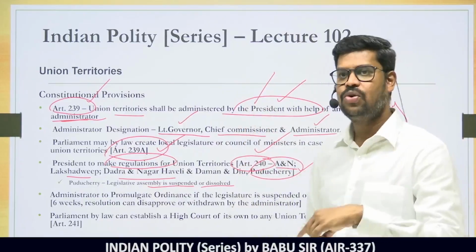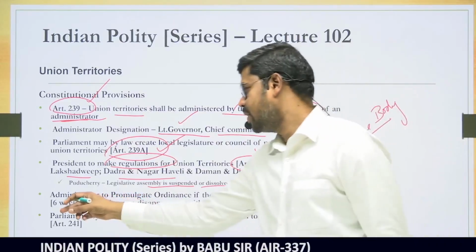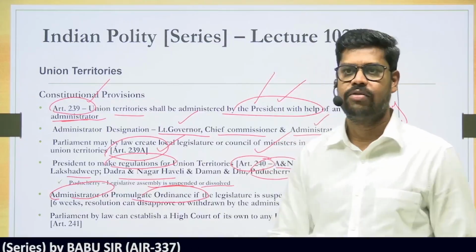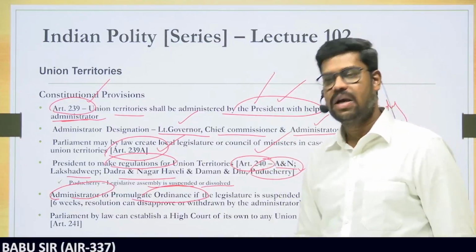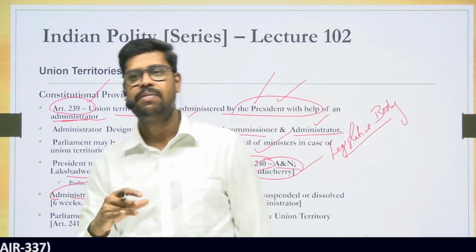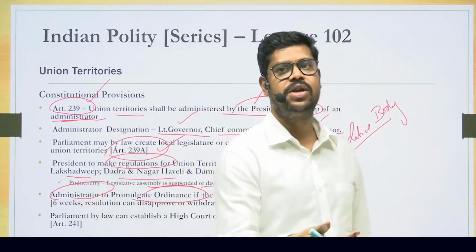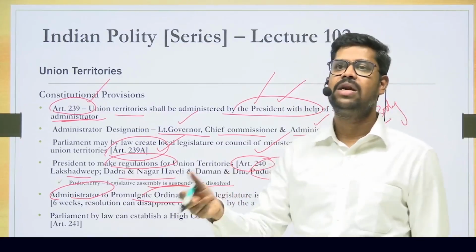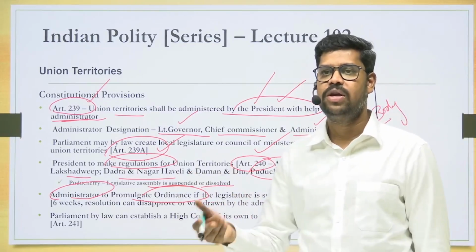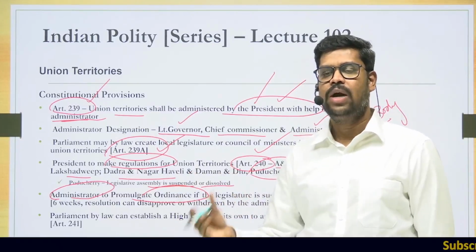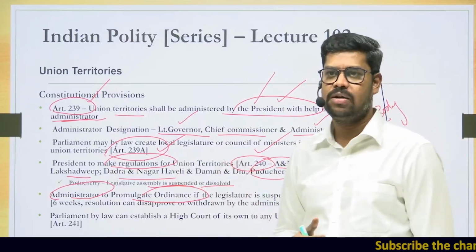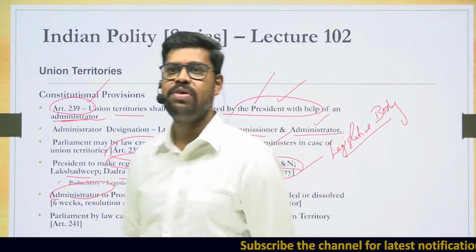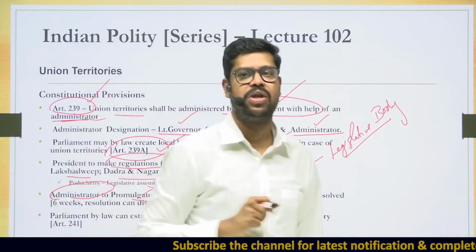Similarly, the administrator of a particular union territory can also promulgate an ordinance for that entire union territory, wherever he is an administrator. It can be done by an administrator at any time in a union territory which does not have a legislative body. But if a union territory has a legislative body, it can be done only under certain circumstances, when the legislative body is not in session. And once an ordinance is promulgated in such a union territory, that ordinance has to be placed for the approval of the concerned legislative body.